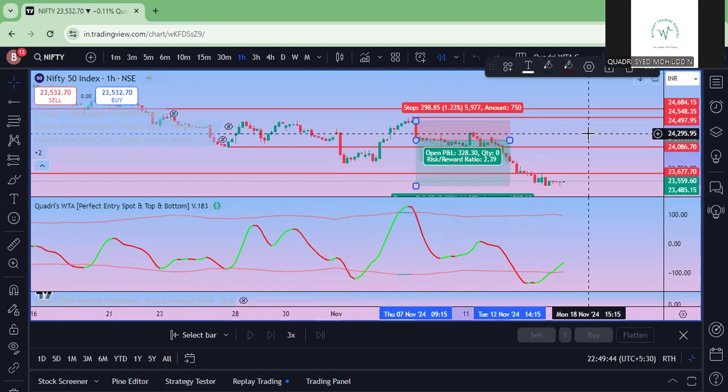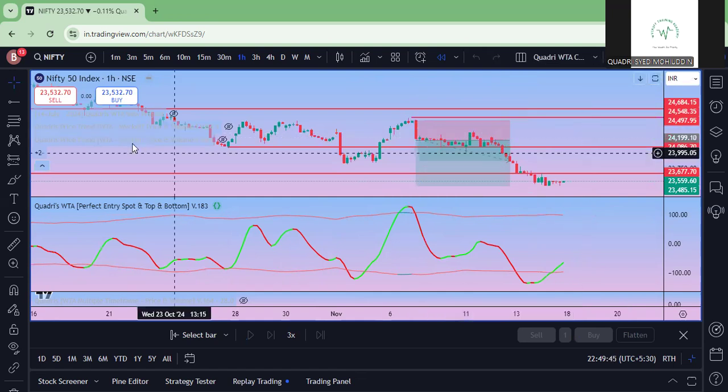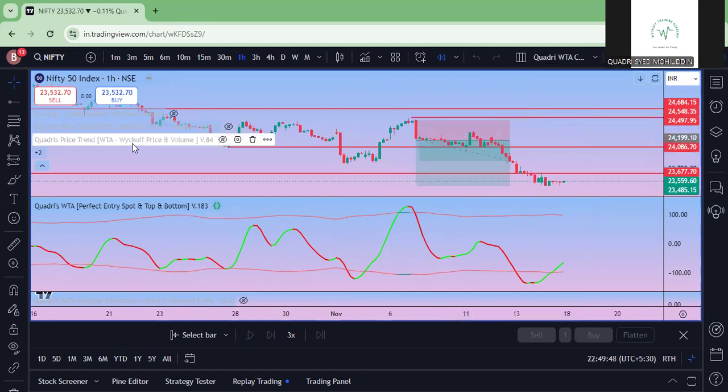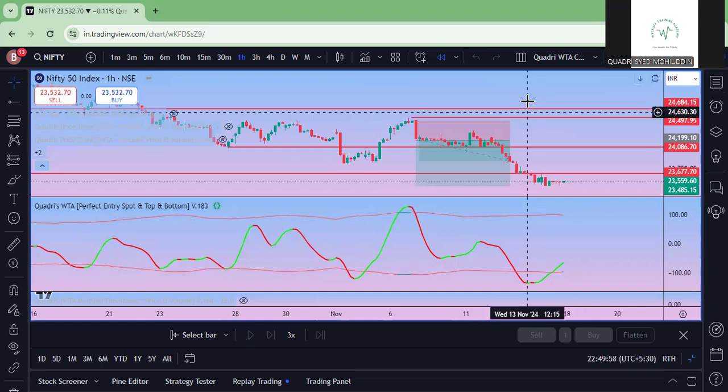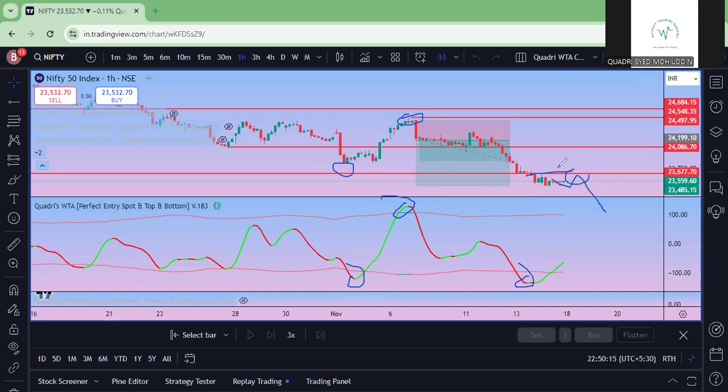In another video, I will try to make a bar replay session for GBP USD, USD JPY, and other instruments. This is a very wonderful, revolutionary tool which would give you a bottom, a top, again a bottom. If this bottom is not sustained, then price would come back and test. So it will give you a proper area to sell or to buy.